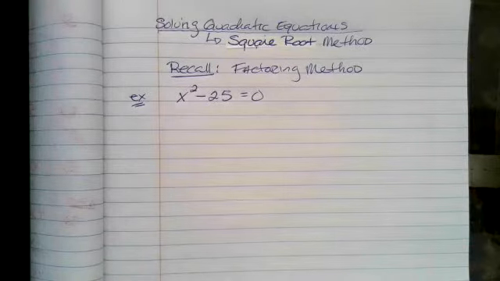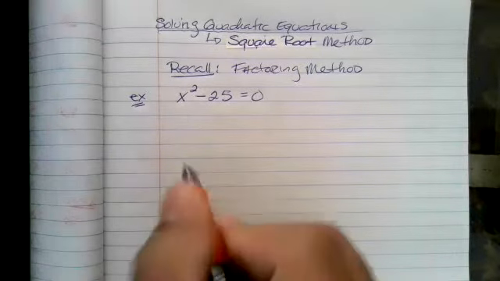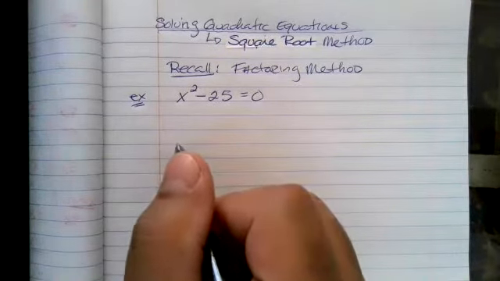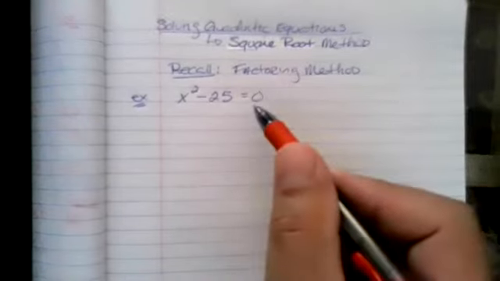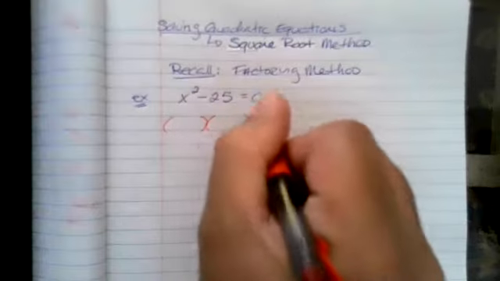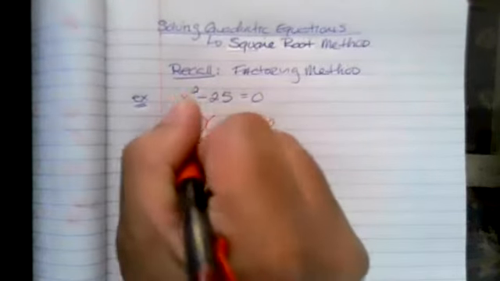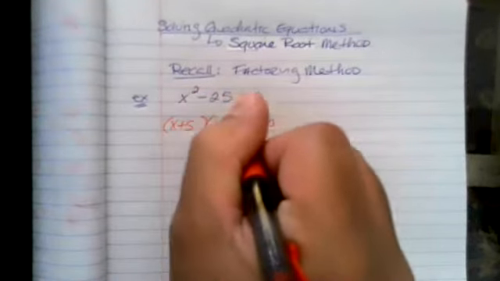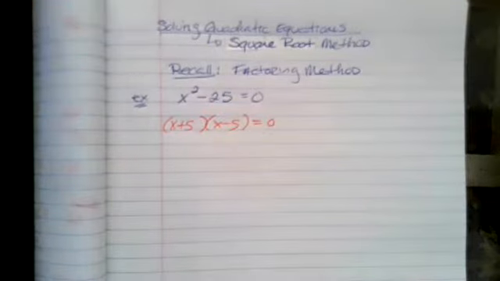Okay, so we're solving quadratic equations using the square root method. So I wrote here, recall the factoring method. If we look at this problem and we want to use the factoring method, we want to make sure the equation is equal to 0. Then we want to factor it. This one's a difference of two perfect squares. So I'm going to have x plus 5, x minus 5.